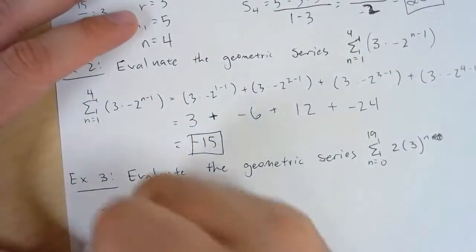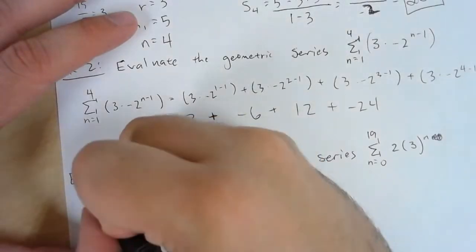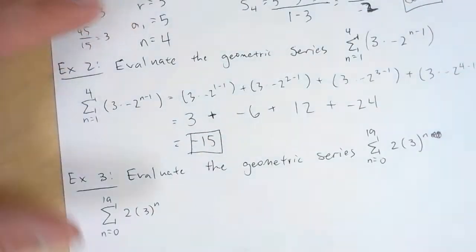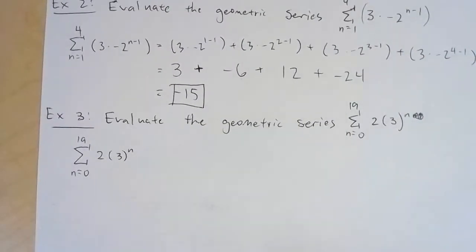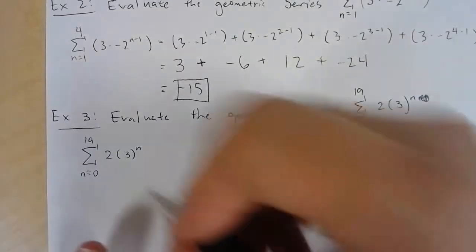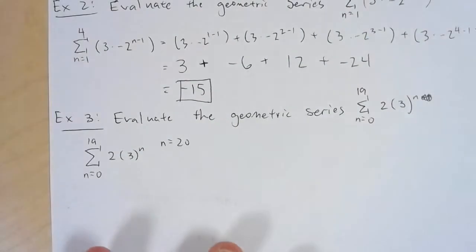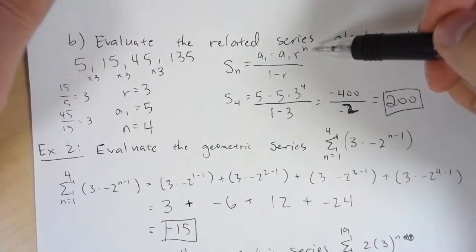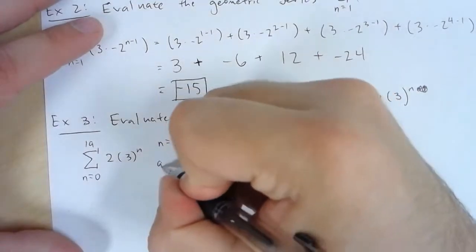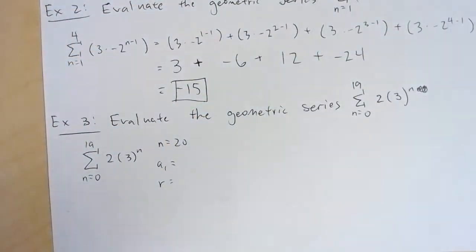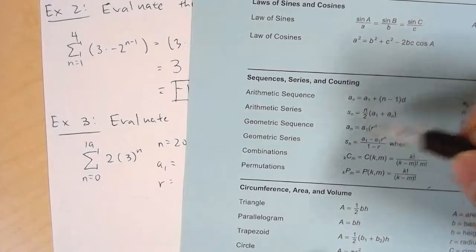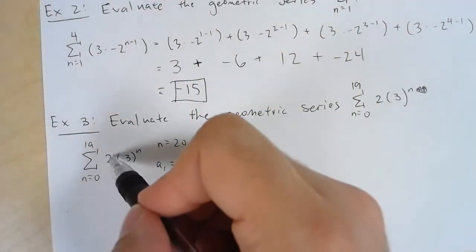Okay, so let's remember, when we start counting, we usually start counting at 1, right? So if we count from 0 to 19, that's going to give us 20 terms. 1 all the way to 19 is 19 of them, but with 0 included, we really have 20 terms in this problem. And remember, if we're going to use this formula, we need a sub 1, r, and n. Remembering back from our geometric sequence formula, the number that's being multiplied in the front is always our first term. So our first term in this problem is going to be 2.